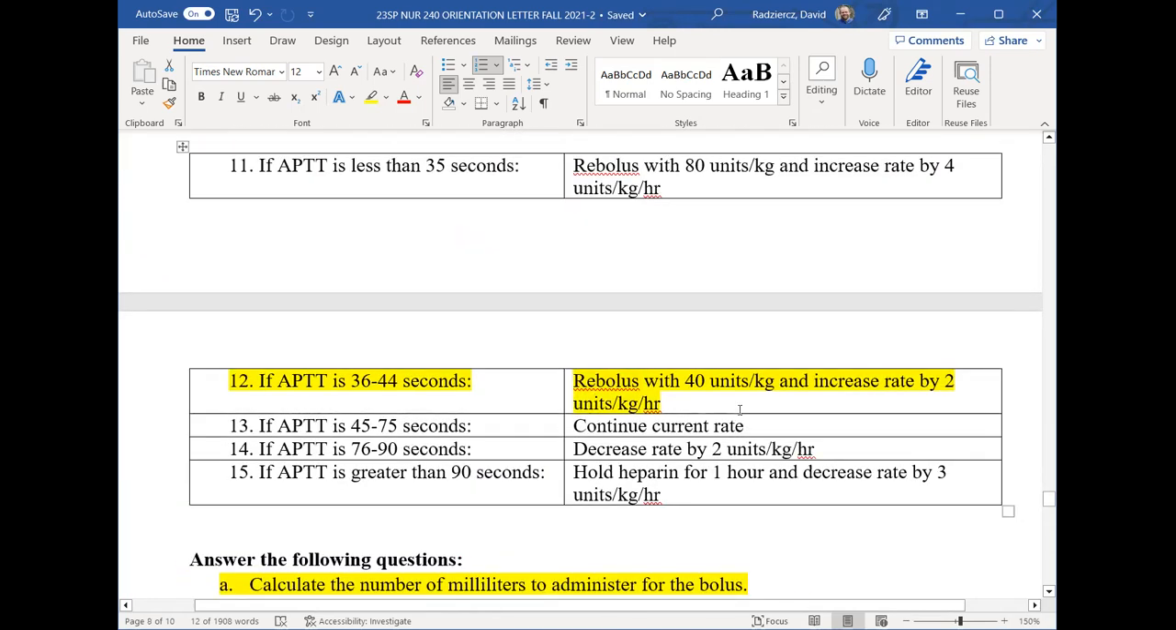So like if you're at North, Boys South, it might just tell you straightforward, after they redid the APTT, it was 40 seconds. You are to rebolus with 40 units per kilogram given the patient's weight, and then increase the rate by 2 units per kilogram per hour. The initial rate was 18 units per kilogram per hour. They would give you all that information, maybe worded slightly differently than the way the protocol is put together here. Just so you know that.